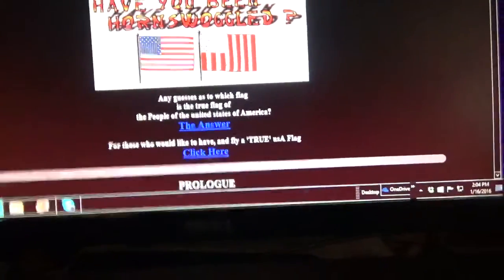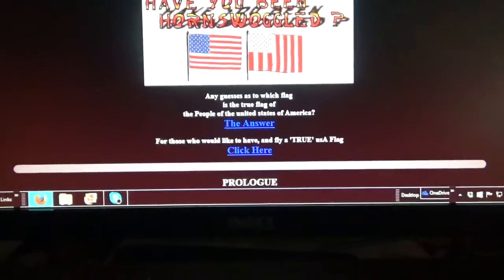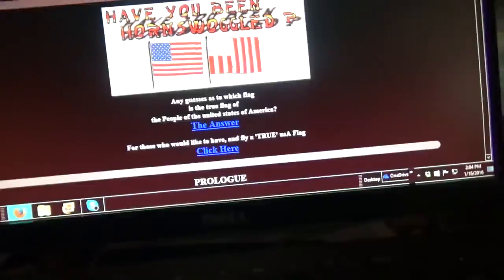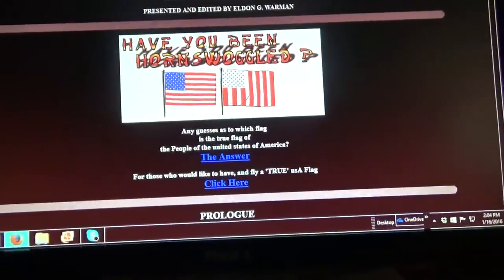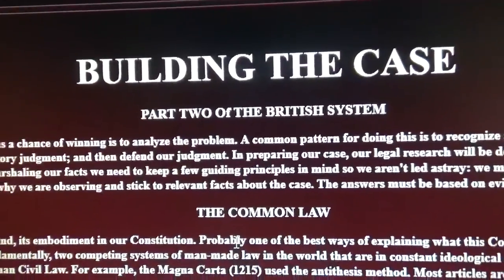and this is about our laws, and it gets into a bit of the history of our laws. So the first part was pretty long. This one's not as long. Can't get the whole page in here. Okay, this is Building the Case, Part 2 of the British System.